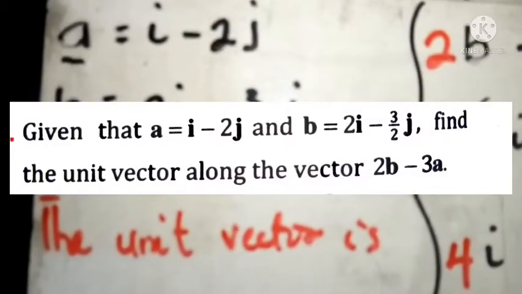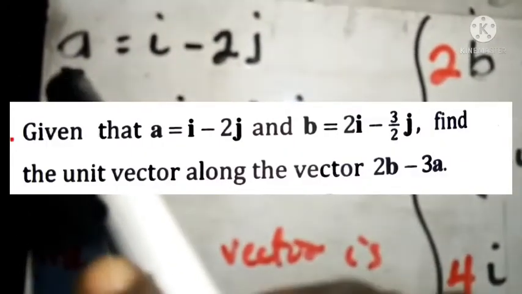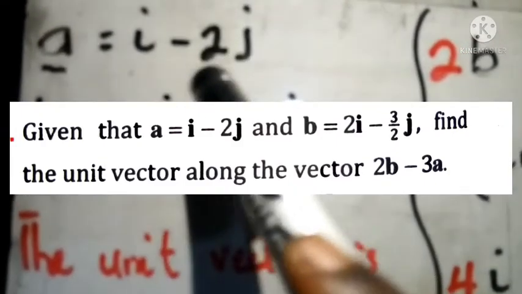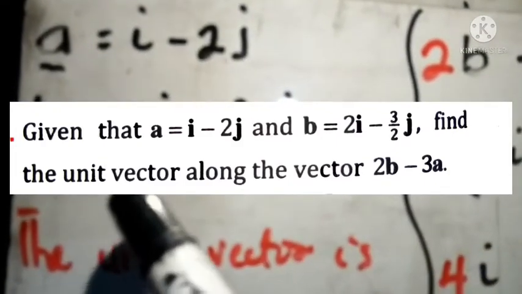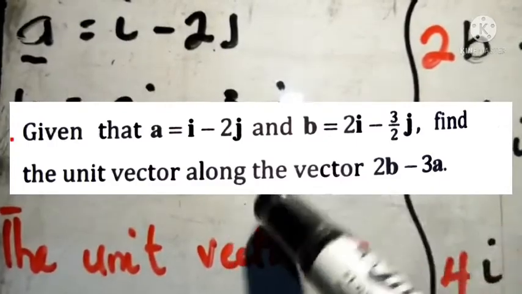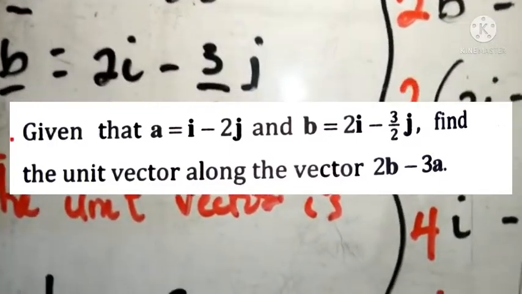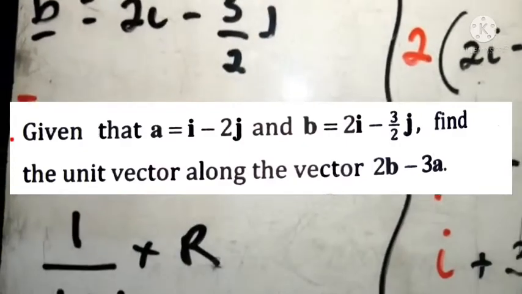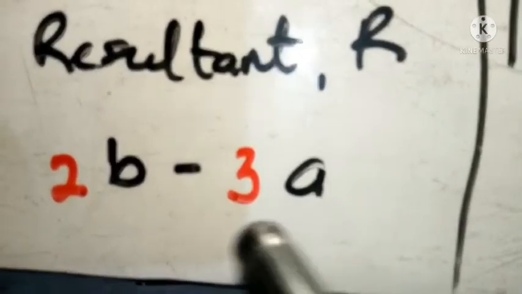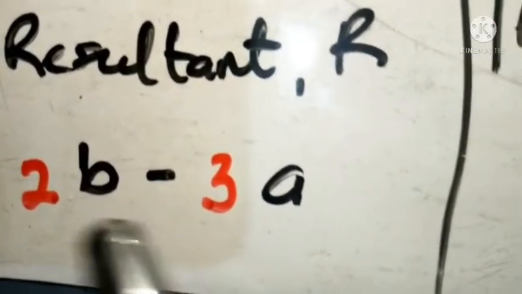So from this question you are given two vectors, right? You have the a here, and that is i minus 2j, and then you have the b to be 2i minus 3 over 2j, right? And then they want us to find the unit vector along 2b minus 3a, right? This is what we are given to find the unit vector along this line. Is that okay? Now what do we know?